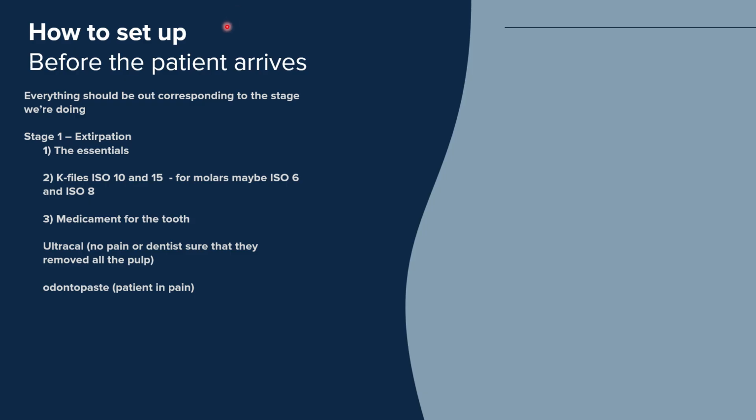Okay, so things to set up for before the patient arrives. Everything should be out to the corresponding stage. If you're doing extirpation, we need the essentials. In terms of K files, ISO 10 and 15. If the dentist is doing a molar, perhaps have 6 and 8 standby ready, just in case we find the canals are too tight to get a 10 in.